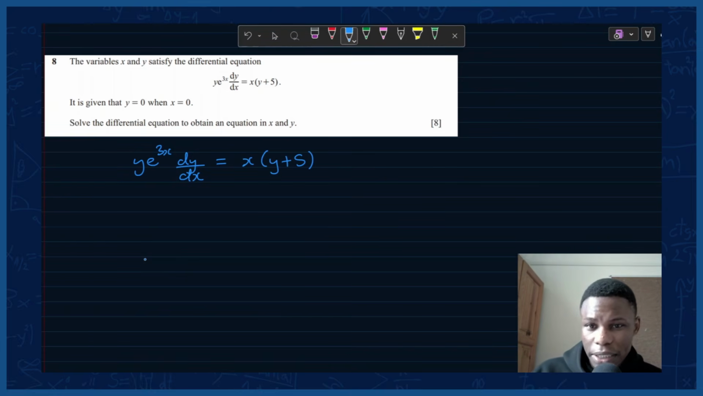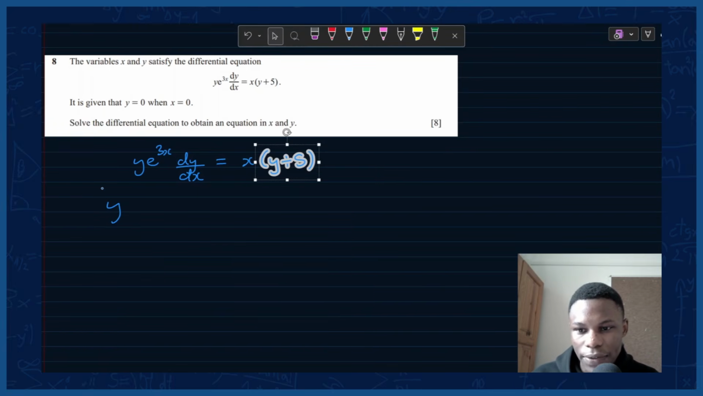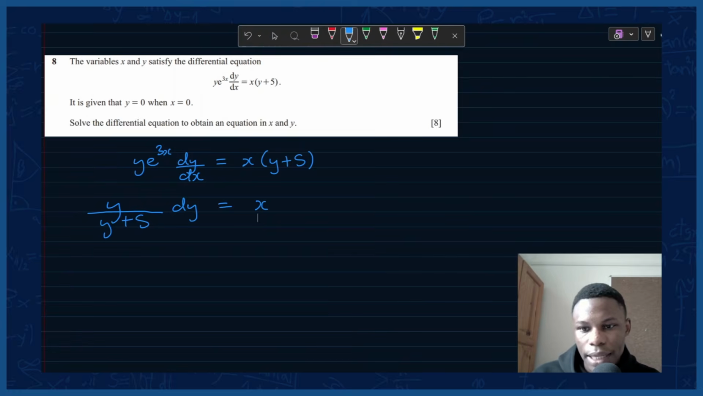This is a differential equation. So the first step is to separate our variables. So I need to move everything that is y to the left and everything that is x to the right. So that means this y plus 5 that's multiplying on the right will move to the left and divide. So I've got y over y plus 5. And then I'm going to keep my dy. And then this is equal to x. This e to the 3x that's multiplying on the left will move to the right and then divide. So e to the 3x. This dx that's dividing on the left will move to the right and then multiply. So dx. And once we've separated our variables, we want to integrate both sides.